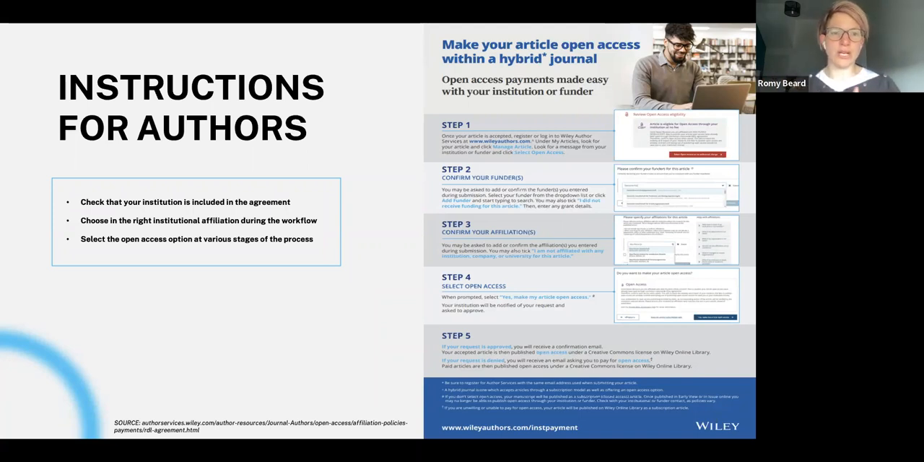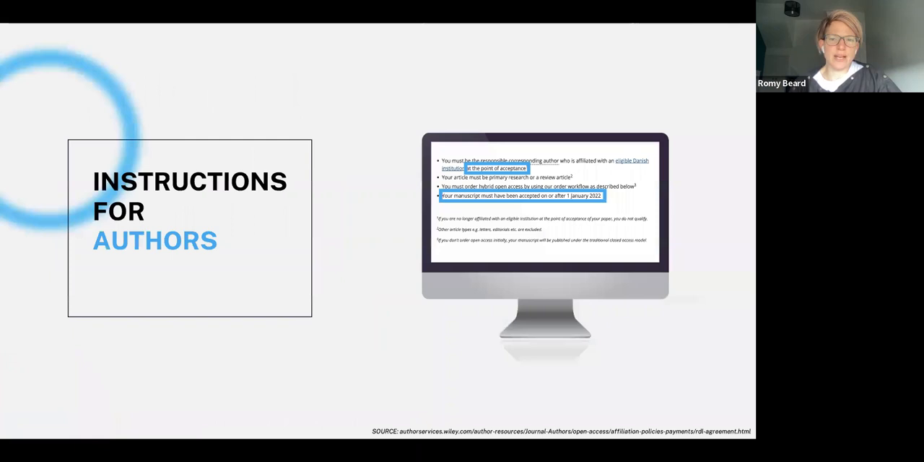Otherwise, your article won't qualify. And then there are different steps in the workflow. At step 1, you have to select open access, and then later on, you have to confirm again that you want to make your article open access for it to be counted as part of this agreement. So something to bear in mind, and there's some more information on this flyer that Wiley has produced.